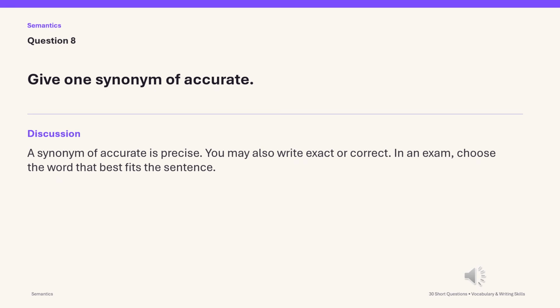The synonym of accurate. Now, first of all, synonym is a word with a similar meaning. For example, accurate can be exact, can be correct, can be precise. They nearly have the same meaning. So synonyms are words with similar meanings.